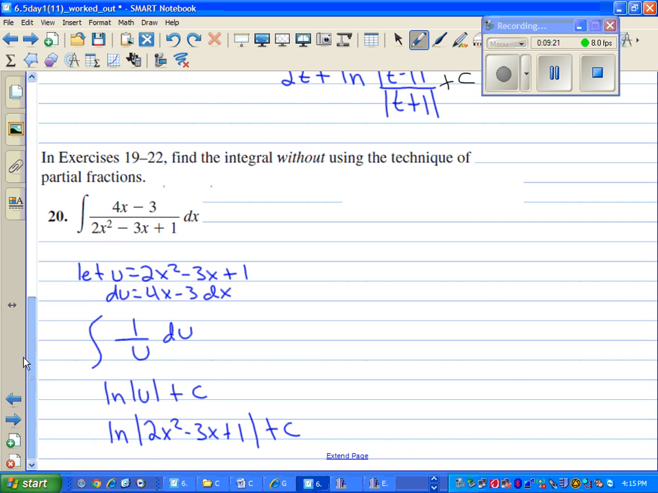On the very last one that I want to show you, number 20, it says find the integral without using the technique of partial fractions. This one can be done with u substitution because the derivative of 2x squared minus 3x plus 1 is 4x minus 3, which is exactly what we have here on the top. We can let the bottom equal u. 4x minus 3 dx ends up being du. The antiderivative is the natural log of the absolute value of u plus C. And since this is indefinite, we have to put the u back in. And of course, we have the plus C. And that's it.